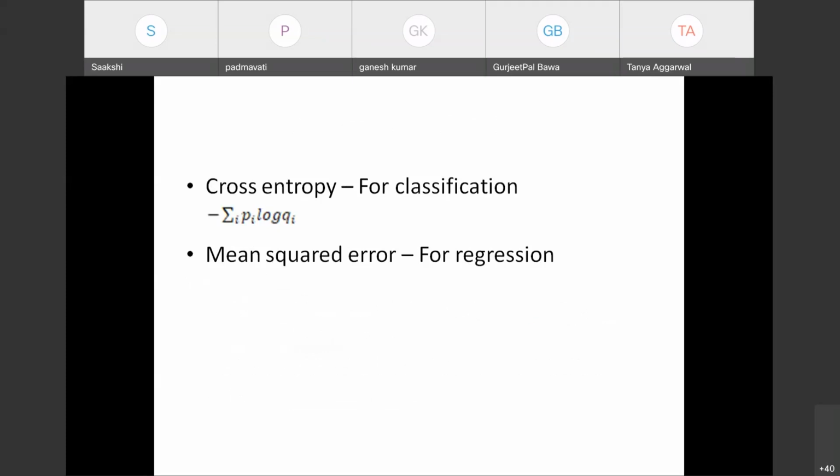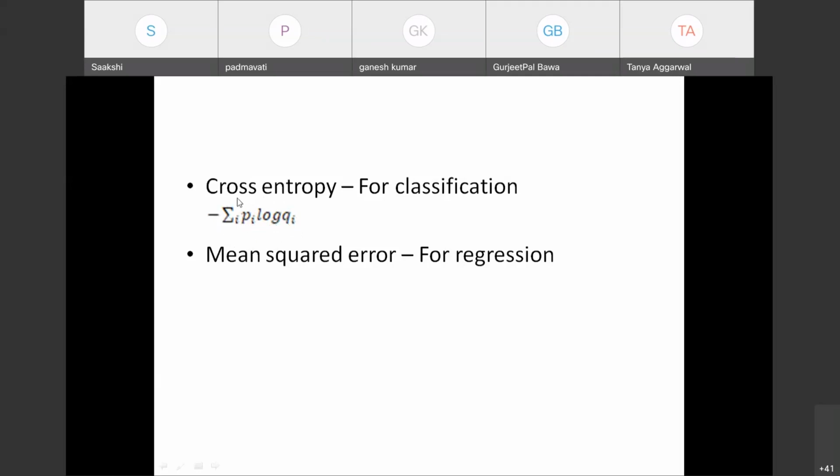The first loss function is cross entropy, which is basically used for classification purposes. Here I will use this particular formula to compute the loss using cross entropy, which is just a summation over i number of classes. In that case, P here is the true label, whereas Q here is the predicted label.